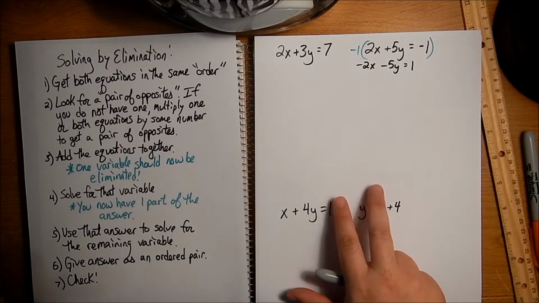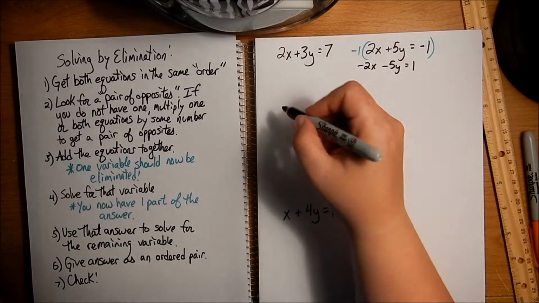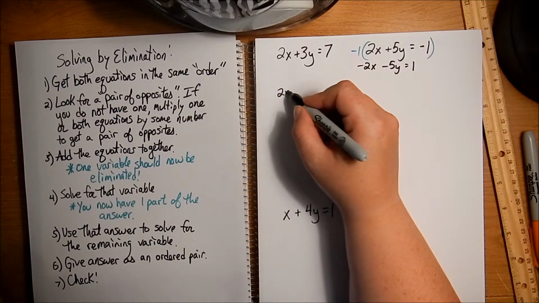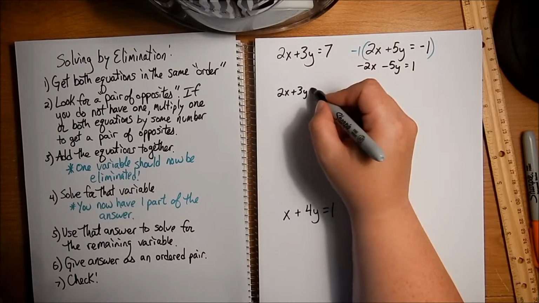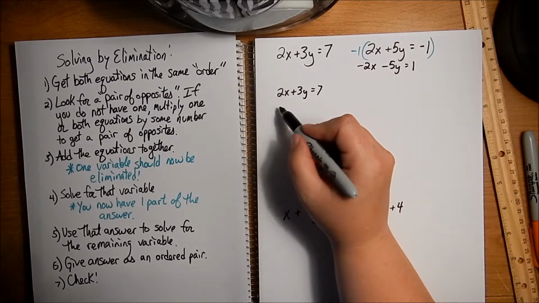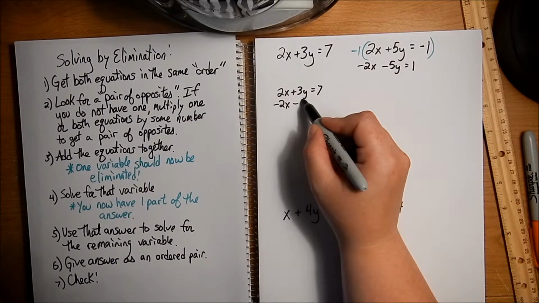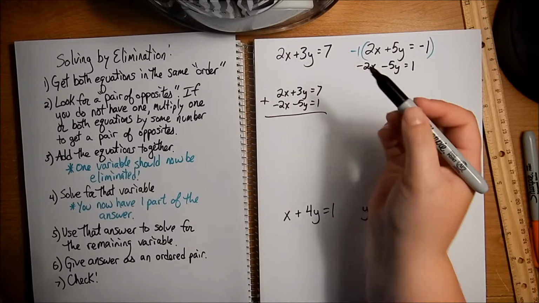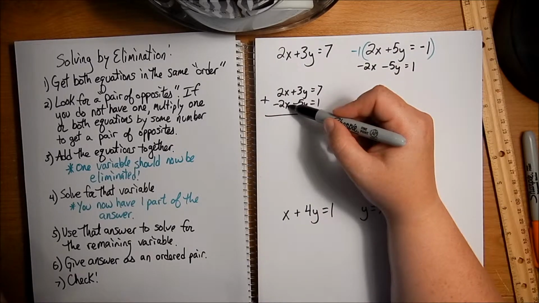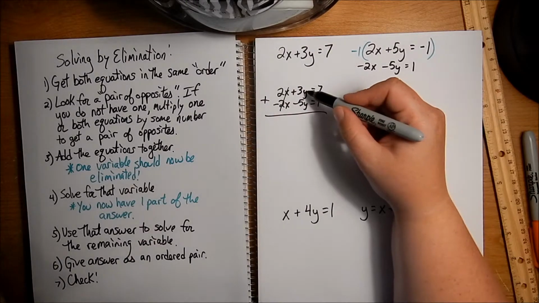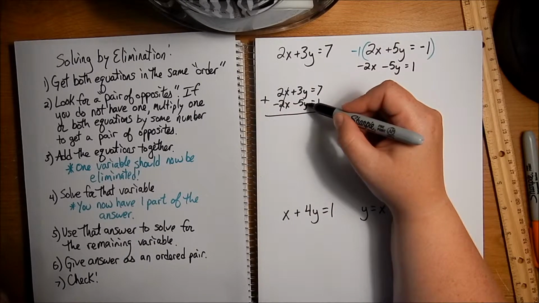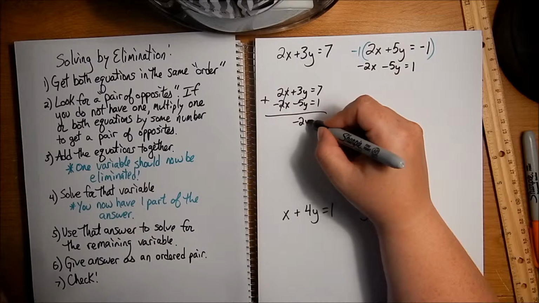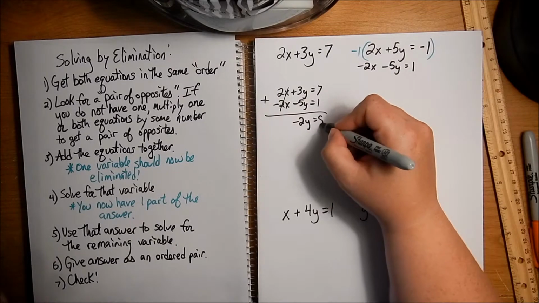I'm going to add the equations together. So to do that, I'm just going to rewrite them on top of each other. So I have 2x plus 3y equals 7, the first one. And then underneath it, I'll write negative 2x minus 5y equals 1. And I'm going to add these two equations together. Well, 2x plus a negative 2x cancel each other out. Positive 3y plus a negative 5y is a negative 2y. And 7 plus 1 is 8.